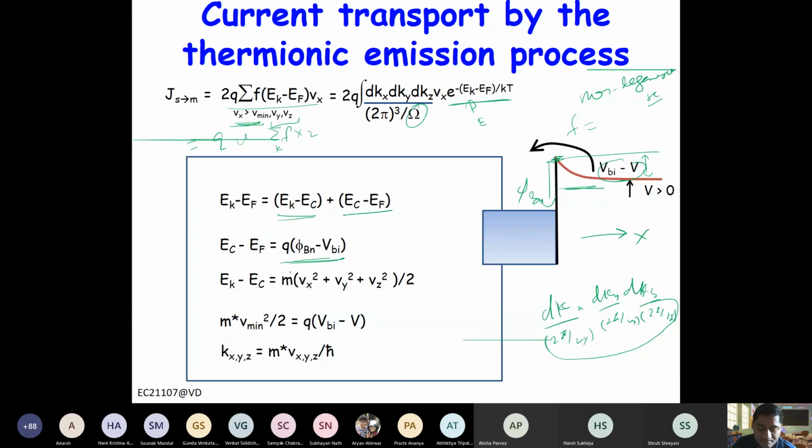Then of course Ek is written as Ec plus h bar square k square by 2m, right? So h bar square k square by 2m can be written as half mv square. And the minimum velocity required is set by the barrier height q(Vbi minus V). So that will tell you the minimum velocity. And h bar k by m is the velocity.